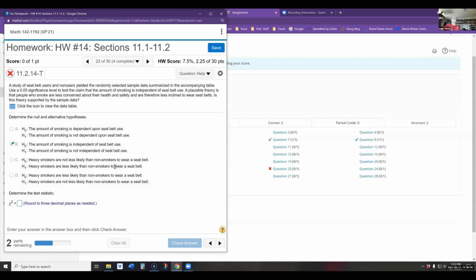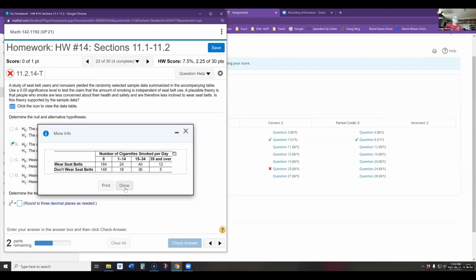So then they want the test statistic. Now let's look at this table and see that we have the number of cigarettes smoked per day, split into whether they smoke 0 and then more, or more, or more. You would think, if this plausible theory was right, that as the smoking went up and up, they're less and less concerned about their health or safety, and they would wear seatbelts on average less and less the more they smoke. That's the theory. We're just going to try to see if these are somehow dependent on each other or not.